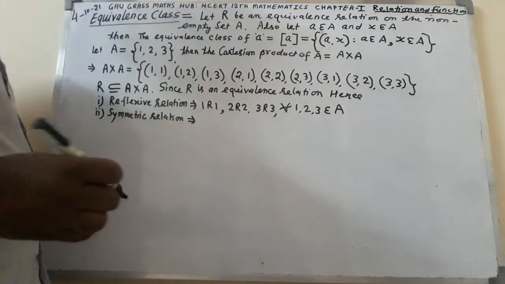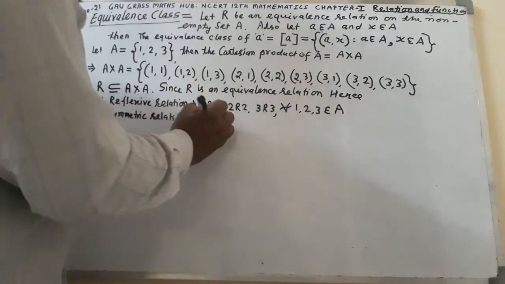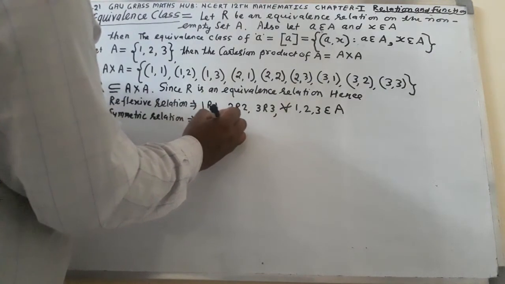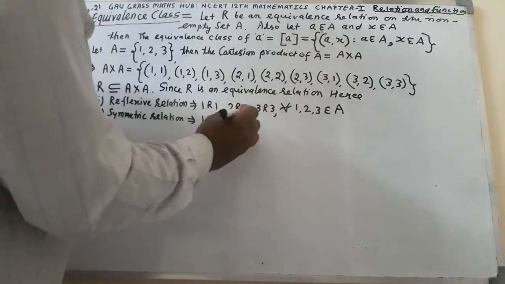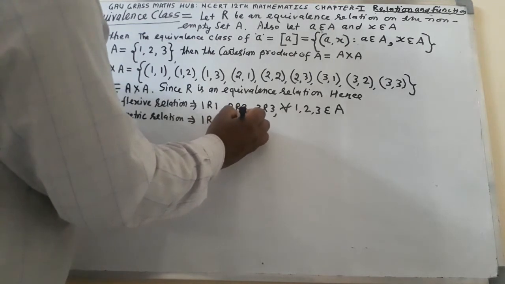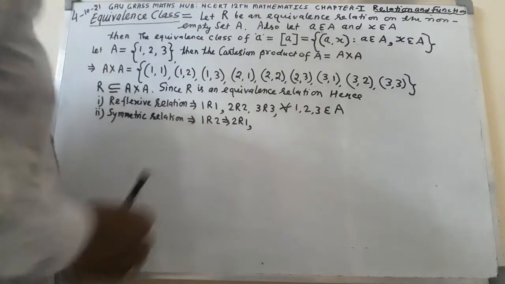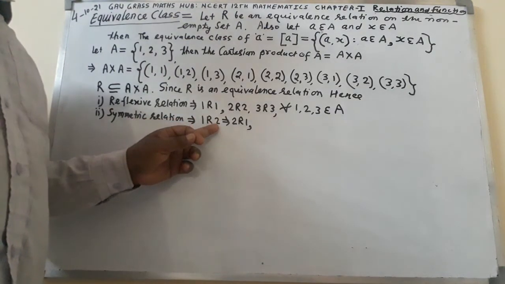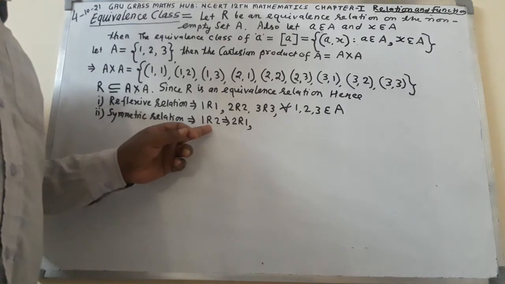1 related to 2 implied that 2 related to 1. Just see, 1 related to 2 means that the ordered pair will be (1, 2).